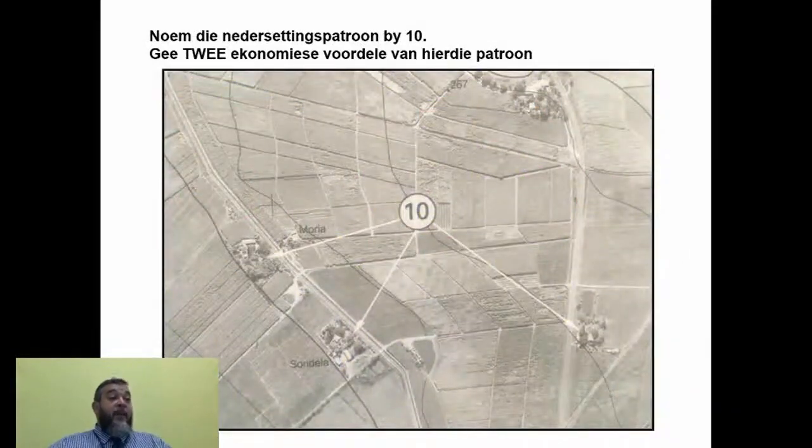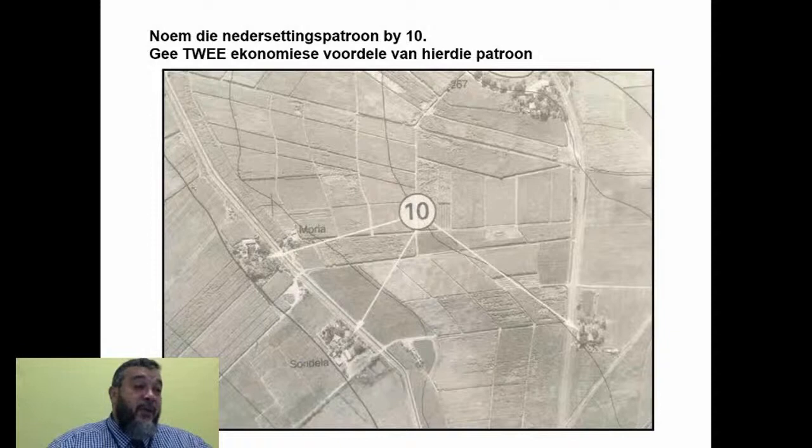So here's the same slide that was in the English PowerPoint. Name the settlement pattern at 10 and give 2 economic advantages. So I think you're quite clear, 10 points there. So pattern, patroon, is it nucleated or is it dispersed? It is definitely verspreid, dispersed. There's one, quite a distance apart. So this is a dispersed pattern, a verspreide patroon.